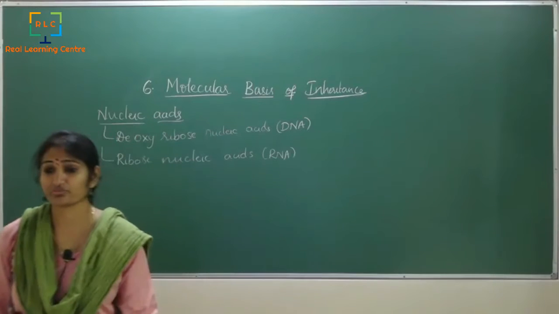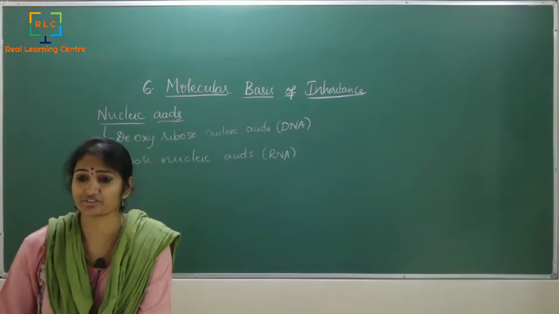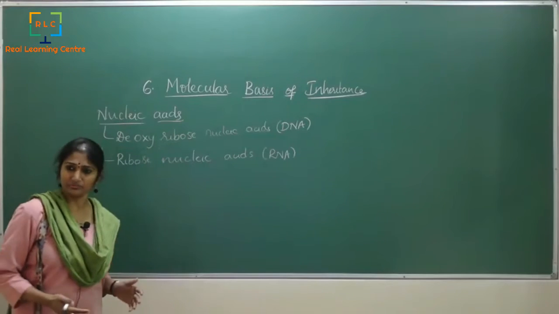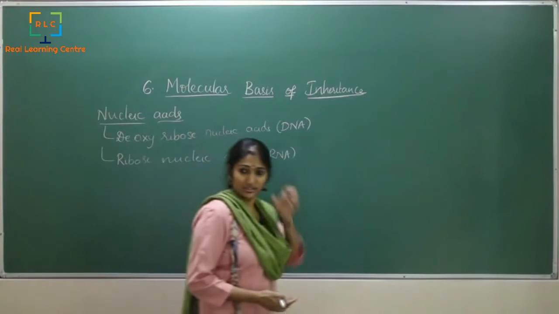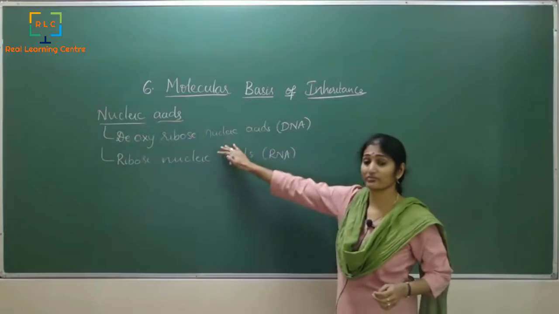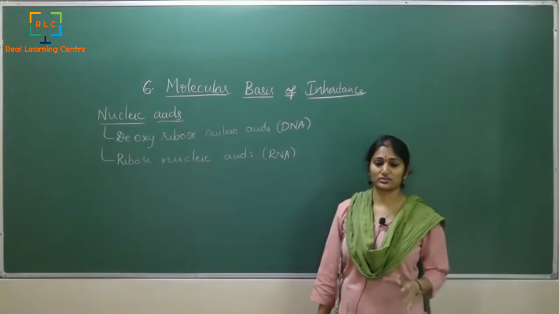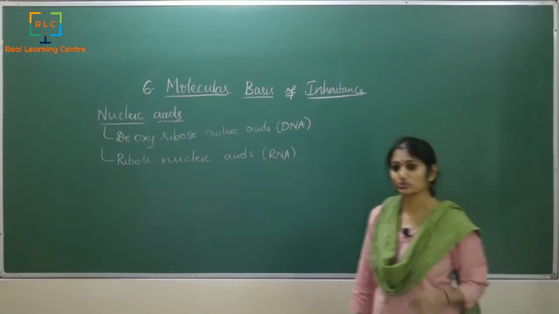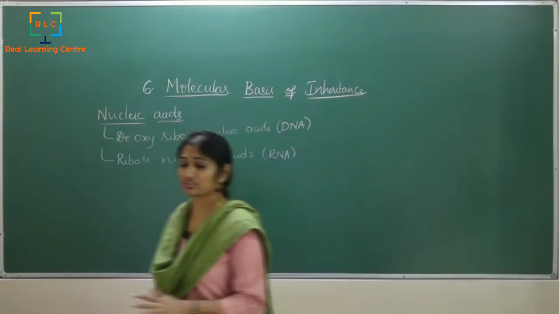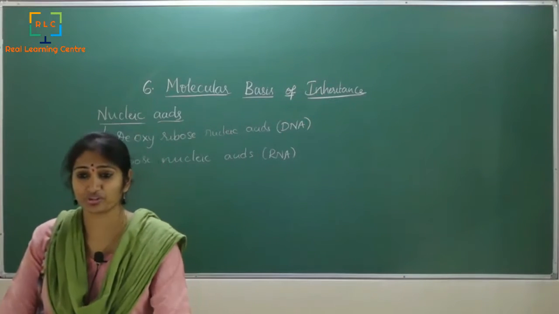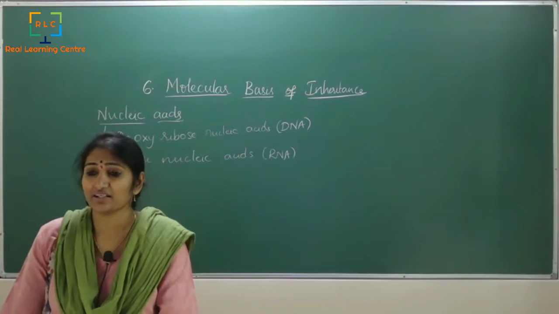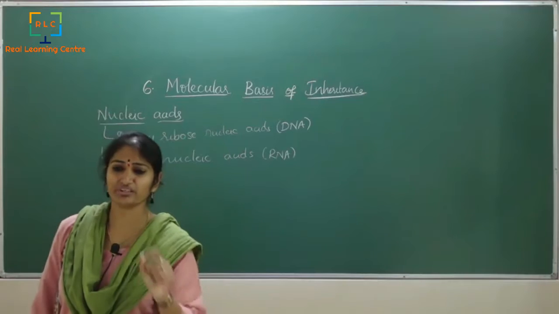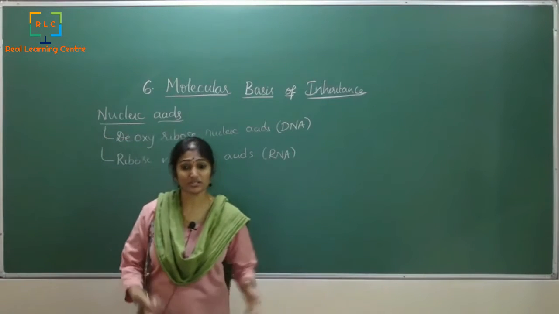DNA is the genetic material in most of the organisms. You take any bacteria and any organism higher than bacteria, you see that all of them have DNA as the most important genetic material. RNA is also a genetic material, but it is not present as genetic material in all the organisms. RNA is present as genetic material in very few viruses. We call them RNA viruses.